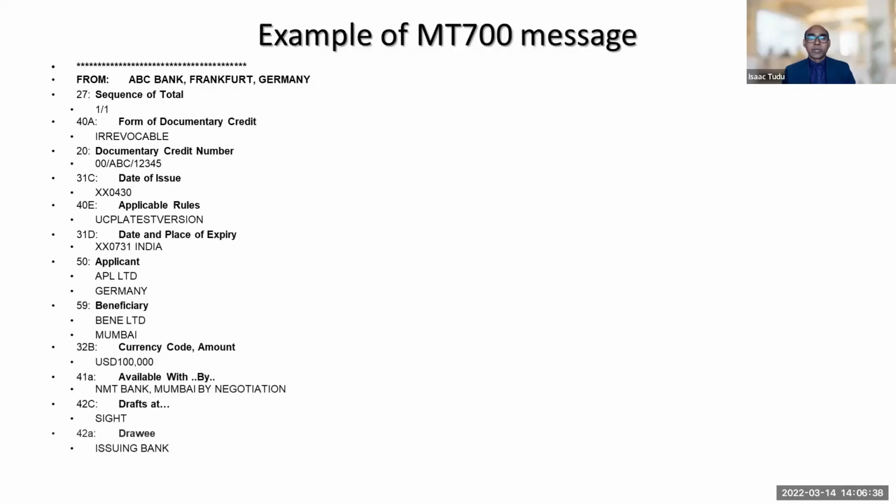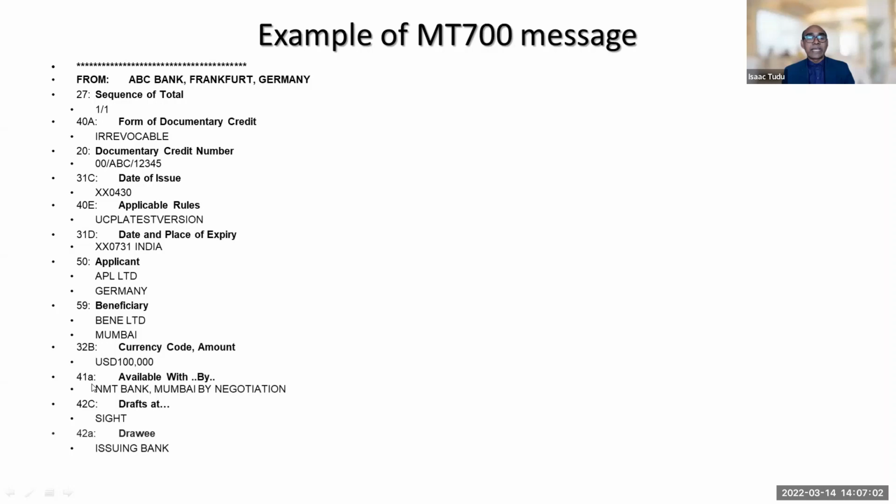And here we go. So here is the example of MT700 message, that is nothing but LC. We need to focus on three important fields, that is field number 41A, available with, available by. This is mandatory field. Then field number 42C, drafts at. It is an optional field. And field number 42A, drawee. This is again optional field.